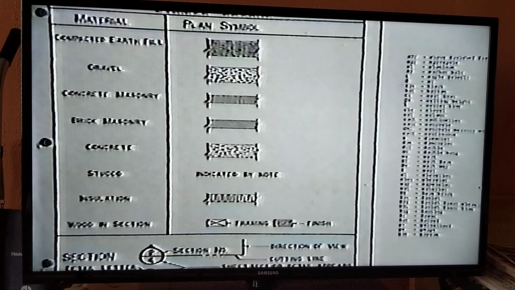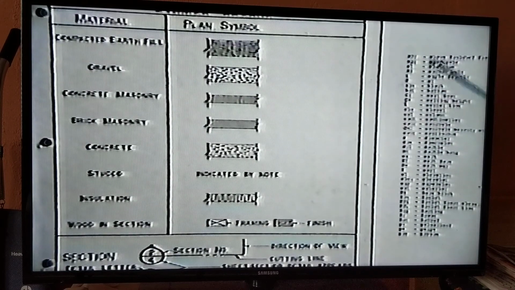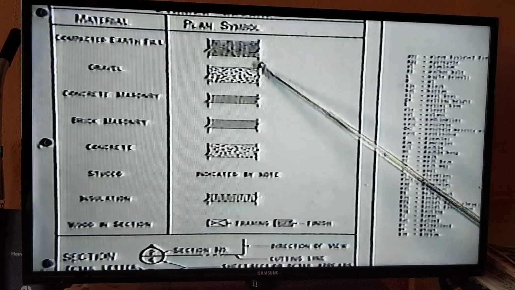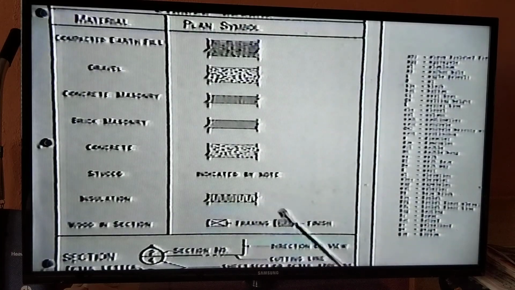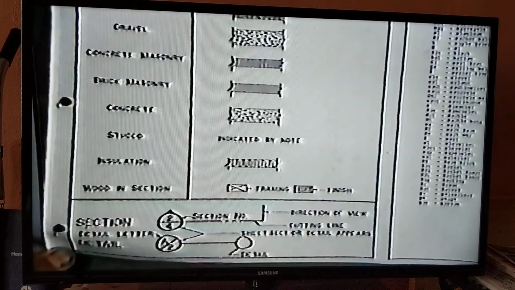The final sheet of our plans shows us some abbreviations over here and shows us some of the material and symbols for the material over here. It also shows us this business about the section detail and the direction of view.